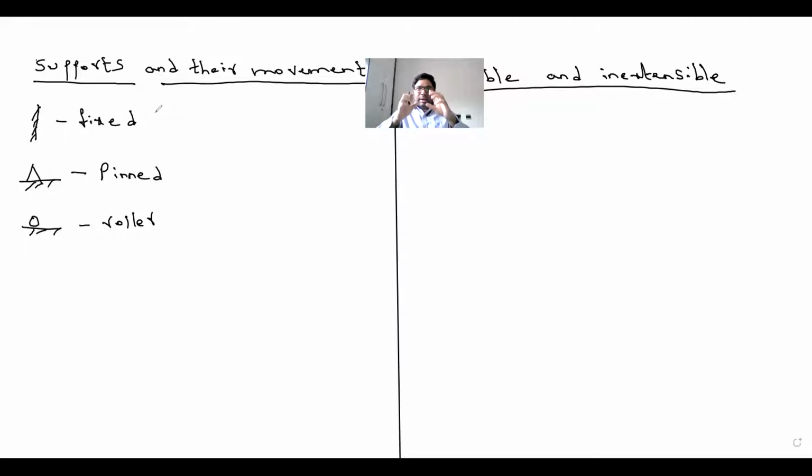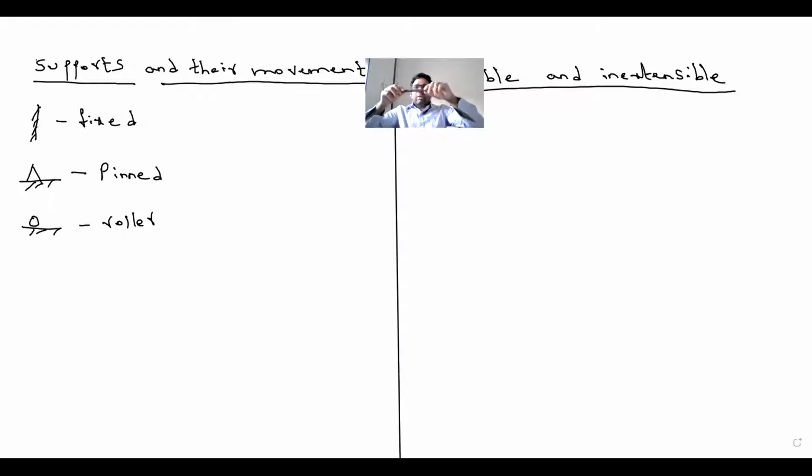Now, when we talk about the fixed support, imagine a case where a complete steel rod of overall length is attached to the wall of a structure. Now, will it move in any direction? Can we say that a fixed support will move in this direction or that direction? Is it possible to move?